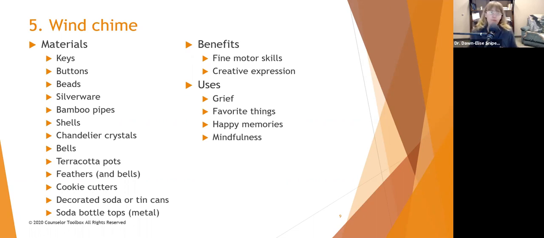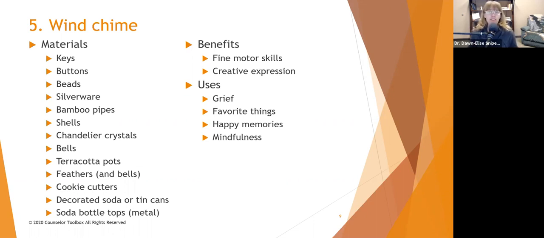Now, wind chimes provide fine motor skills and emphasize creative expression. You can use them to help people address grief. When the wind chime jingles in the wind, it reminds them of that person or situation that is no longer with them, that is important to them. Encourage them. For example, if it was their grandmother, maybe they have some beads and buttons and silverware that remind them of their grandmother, and they can string those together. So they're things from grandma's treasure trove that are still making noise, if you want to put it that way, that are still bringing up memories in their mind.